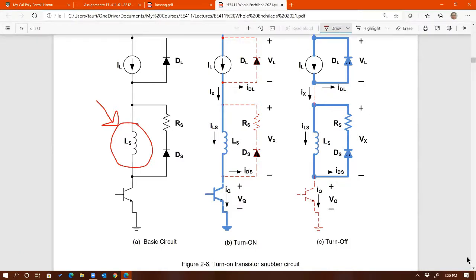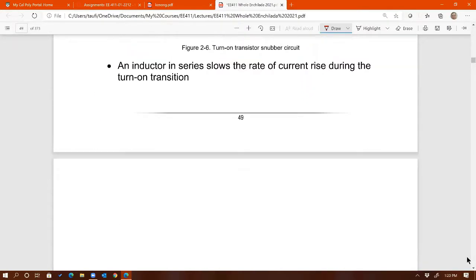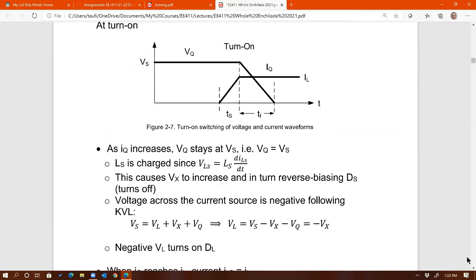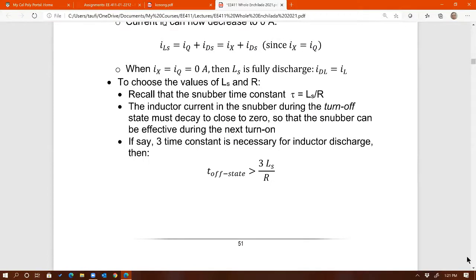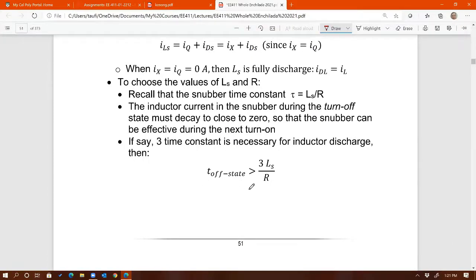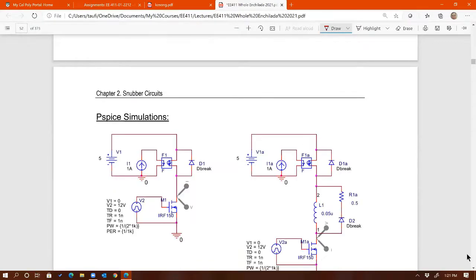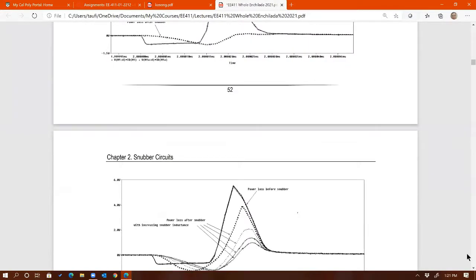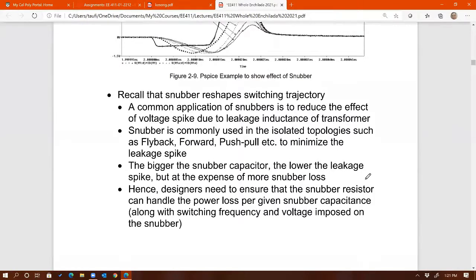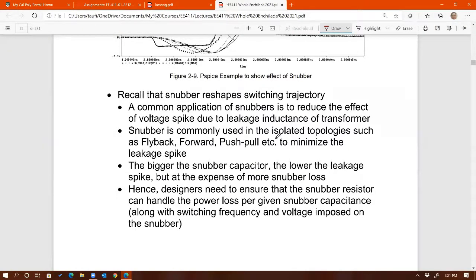If you understand how the turn-off snubber works, it follows exactly the same analysis, the same procedure, the same approach, right? KCL, KVL, exactly the same. The time constant of the snubber, in this case, is L over R instead of RC, right? And then the simulations of this to show how the snubber can minimize the loss. So again, I'm going to skip that, and then I'm going to go over this subsection right here. As I said earlier, the turn-off snubber.